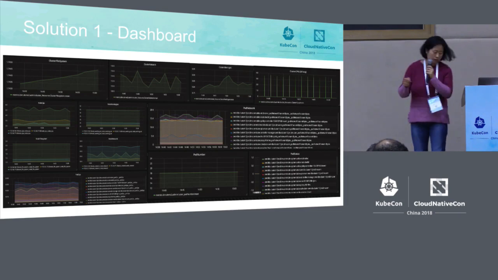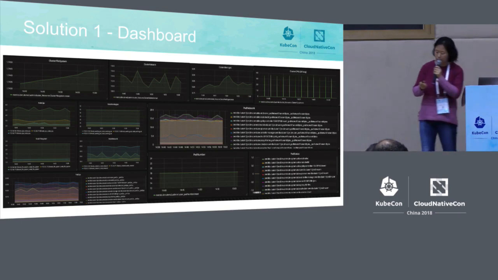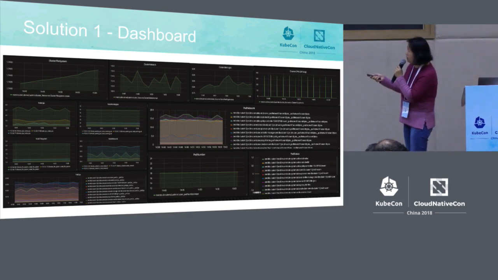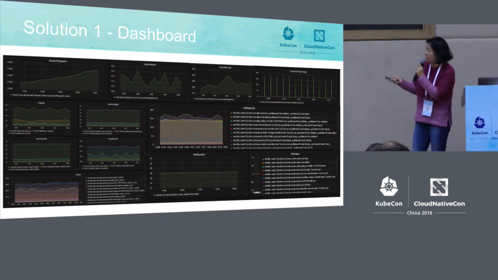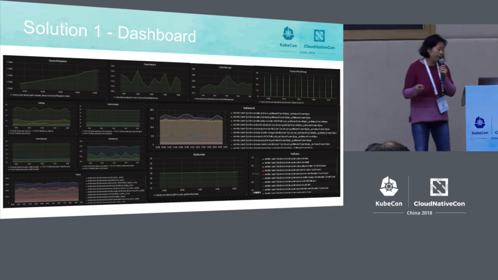This is our solution 1, the dashboard. Actually, this is a screenshot of the dashboard. You see here the cluster. This is the cluster level, and this is the pod level, and the pod status, and the cluster and event.